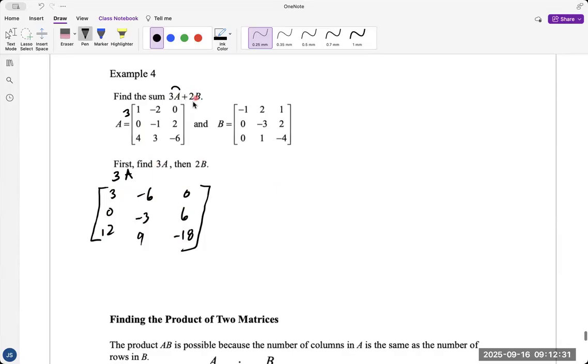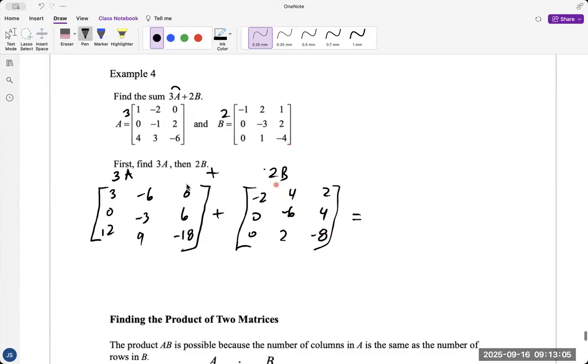Then we take 2 times B. So this is 2B, and we're going to add these together when we're done, right? Because it says 3A plus 2B. So 2 times negative 1 is negative 2. 2 times 0 is 0. 2 times 0 is 0. 2 times 2 is 4. 2 times negative 3 is negative 6. 2 times 1 is 2. 2 times 1 is 2. 2 times 2 is 4. 2 times negative 4 is negative 8.